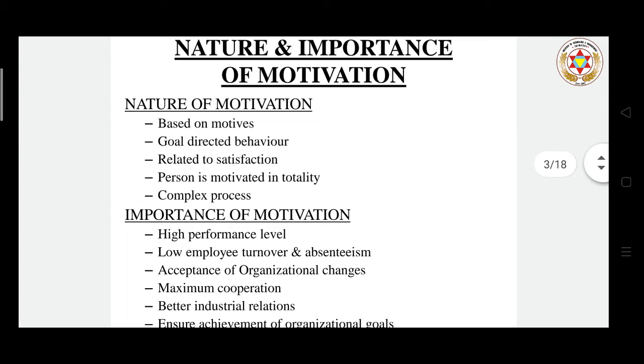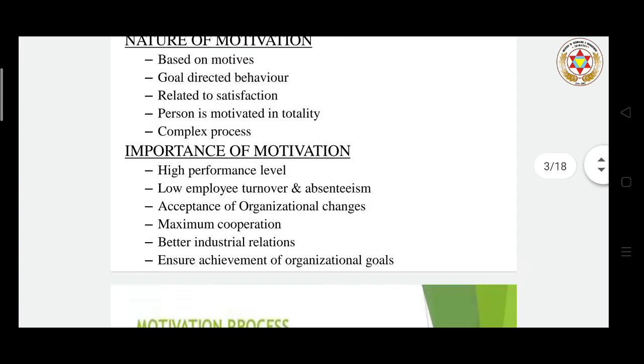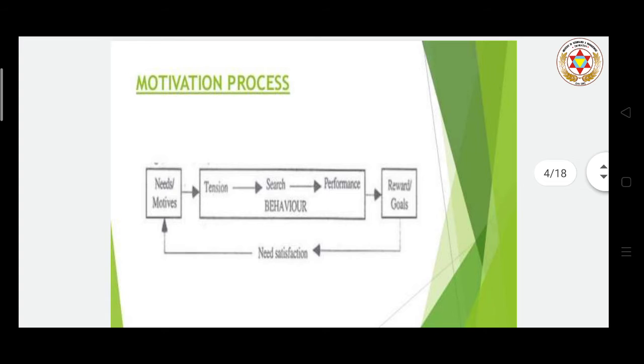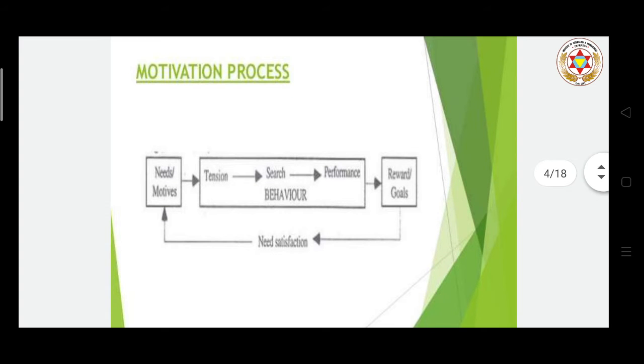It leads to low employee turnover and absenteeism. The employee accepts the organizational change. There is maximum cooperation. There is better industrial relations. It ensures achievement of organization goal, etc. This is the motivation process, that is, there is a need and a motive which leads to reward, and there is a behavior to achieve that reward.